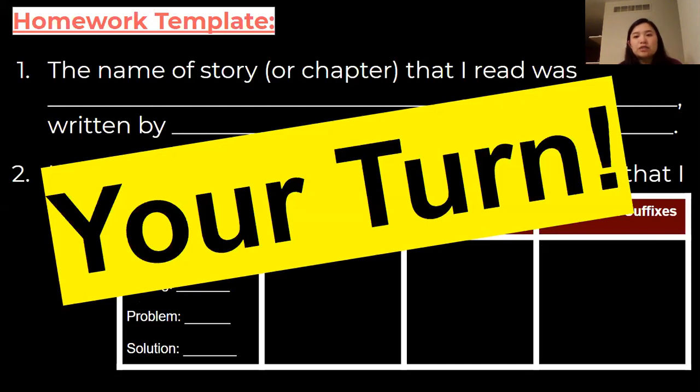You guys did a wonderful job today on your reading with the guided reading of chapter 2 and chapter 3, and I'm very proud of all your hard work.